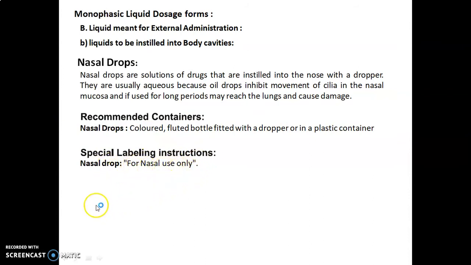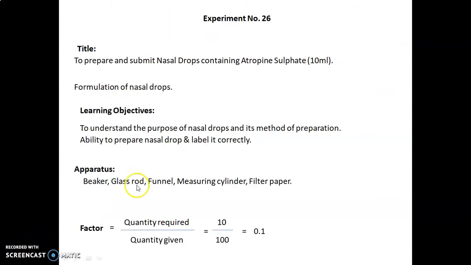So now let's move towards the actual experiments. Let's discuss in detail experiment number 26. The title of today's experiment is to prepare and submit nasal drops containing atropine sulfate, 10 ml. This is the formulation of nasal drops. Learning objectives are to understand the purpose of nasal drops and its method of preparation, and the ability to prepare the nasal drop and label it correctly.